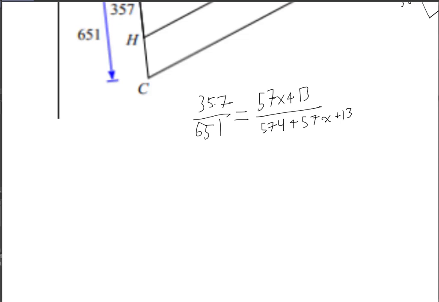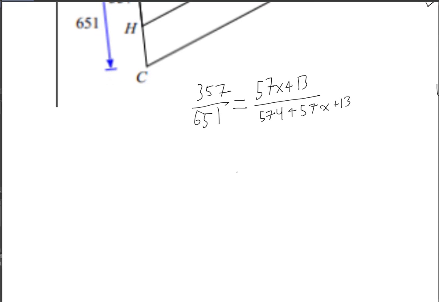One thing I'm going to do is simplify this. You can divide both of these by 21. I didn't know that off the top of my head. I knew it could be simplified, so I figured it out in the calculator. It ends up being 17 over 31, equal to 57x plus 13 over 574 plus 57x plus 13. I can add the 574 plus 13 here.